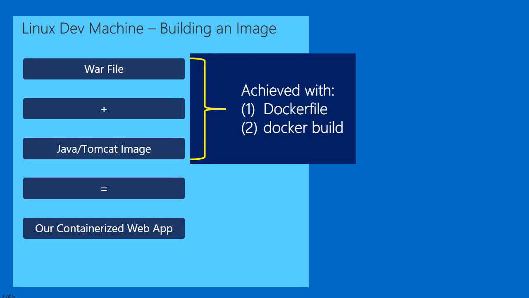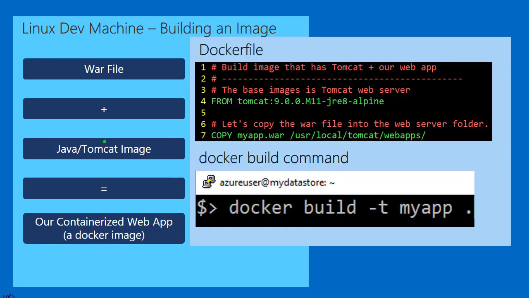And the way we do that, as you can see here, is with a Docker file and a Docker build command. A Docker file is simply a text file, and the Docker build command is part of the tooling that comes with Docker. So you can see over here that we are ready to start working with some of these commands. Now the Docker file, you can see right here.